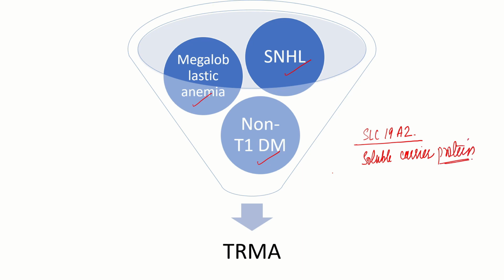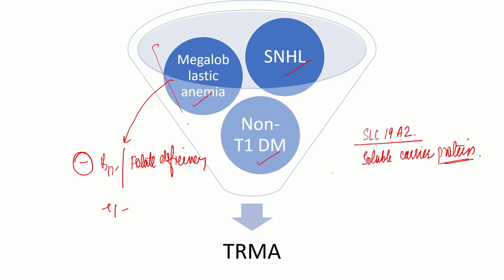You suspect this disease when there is a megaloblastic blood picture in the absence of B12 or folate deficiency, plus or minus the other two features, SNHL or non-type 1 diabetes. The thing to note is that these two features, megaloblastic anemia and diabetes, both improve with thiamine supplementation. However, neuropathy, once established, once developed, will not improve despite thiamine supplementation.